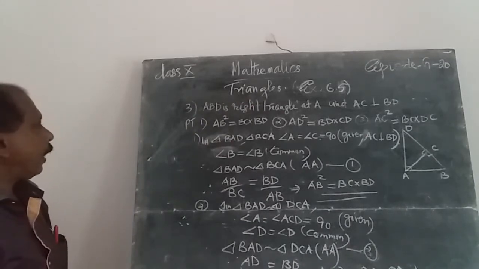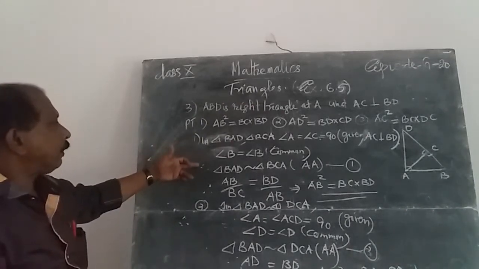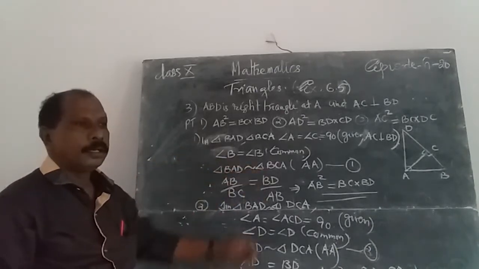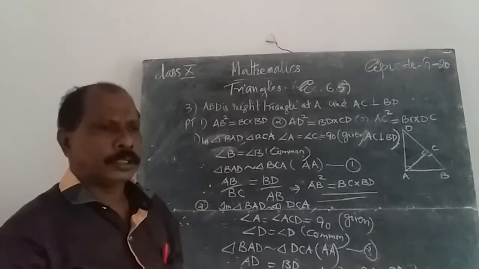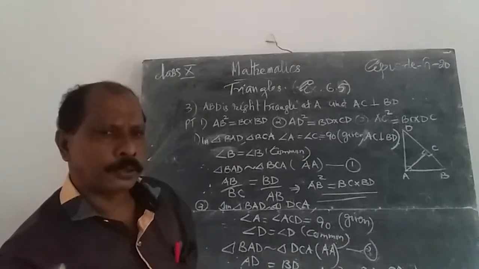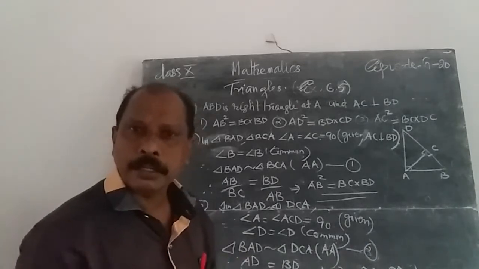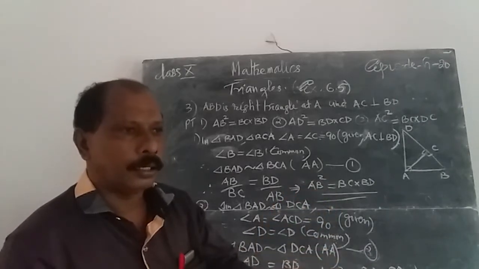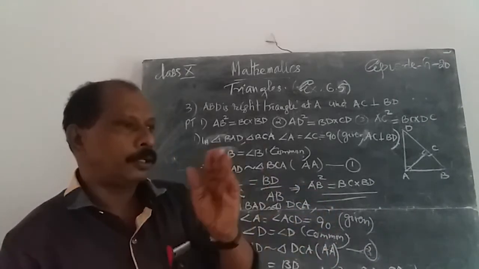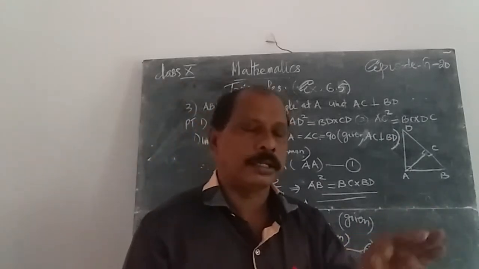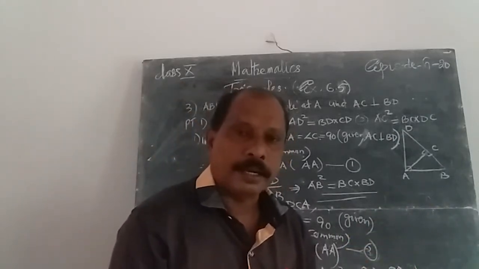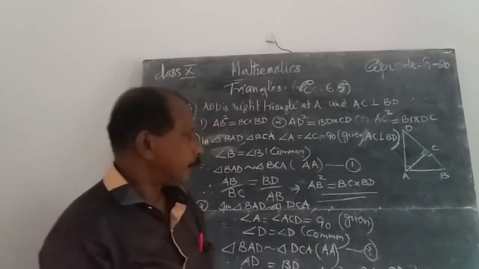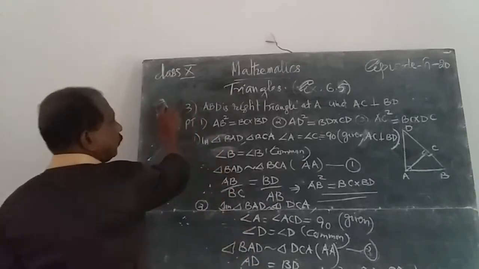Clear? From equation 1, triangle ABD is similar to triangle BCA. From equation 2, the first triangle is similar to the third triangle. Therefore, the second and third triangles are also similar.